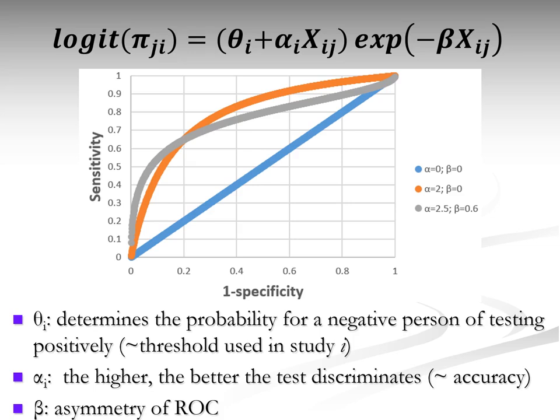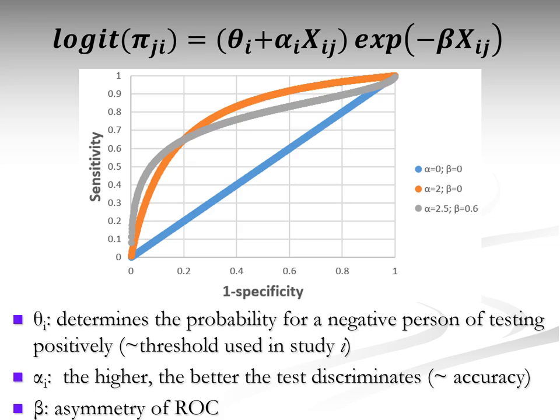And what is the meaning of beta? You can see that in the graph. Look first at the red and the blue curve. The blue curve is for a test that does not discriminate at all, so for a test with a quality of 0, so alpha is equal to 0, whereas for the red curve, alpha is equal to 2. You can see that the higher alpha, the better the test discriminates between the two groups, between true positives and true negatives.